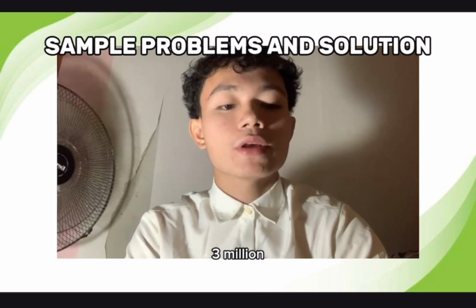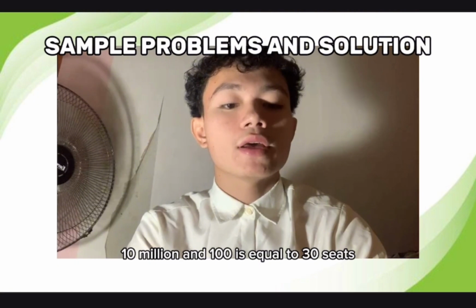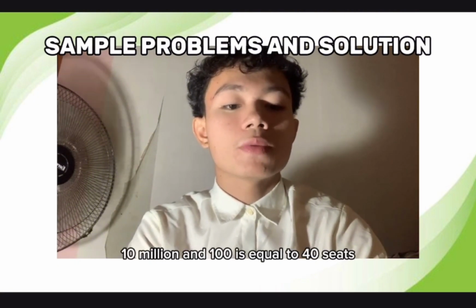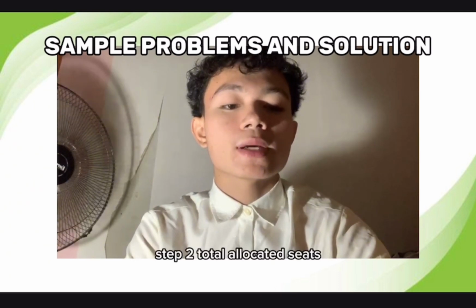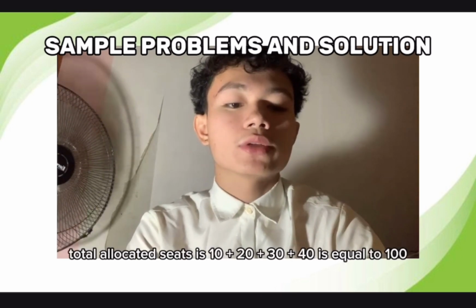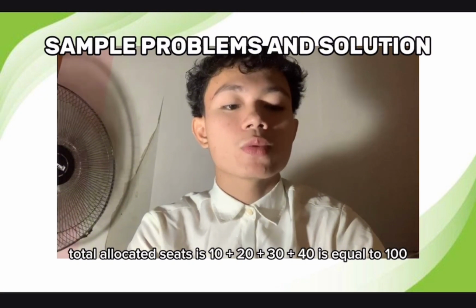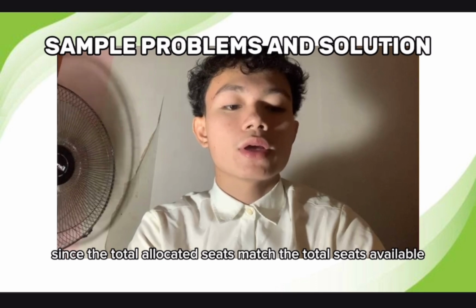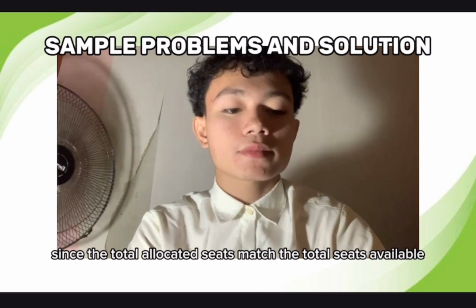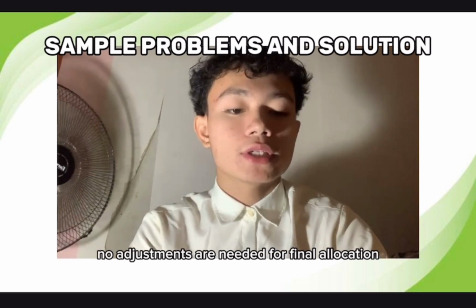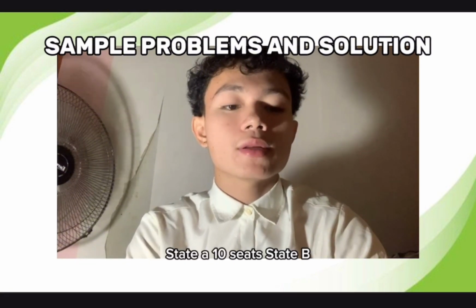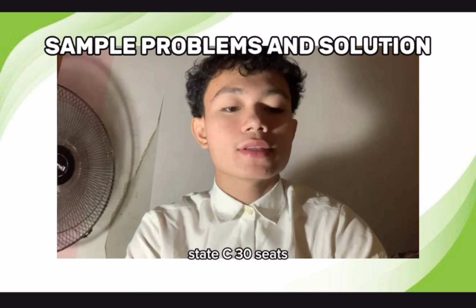State C, 3 million divided by 100,000 is equal to 30 seats. State D, 4 million divided by 100,000 is equal to 40 seats. Step 2. Total allocated seats: 10 plus 20 plus 30 plus 40 is equal to 100. Since the total allocated seats match the total seats available, no adjustments are needed. For final allocation: State A, 10 seats; State B, 20 seats; State C, 30 seats; State D, 40 seats.